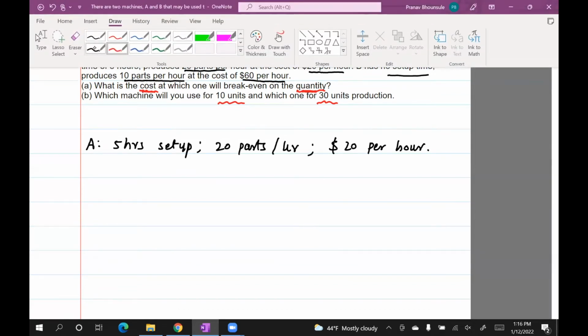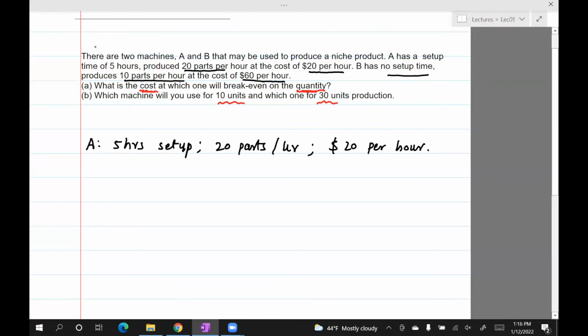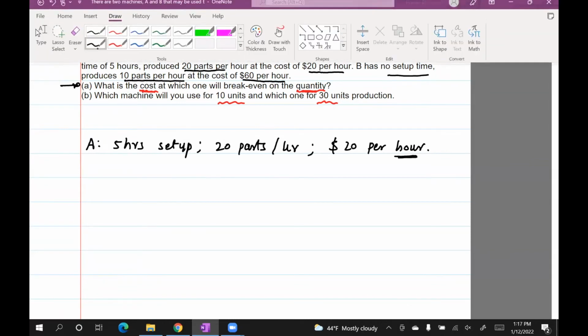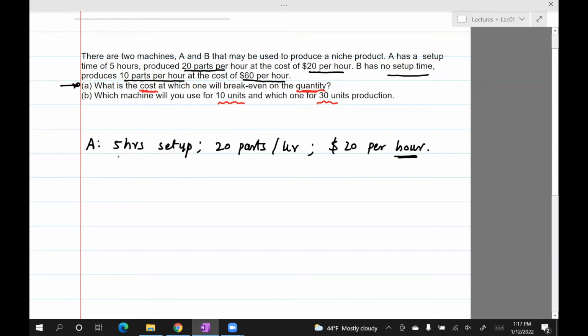So in this case, we see that we are also given the hours, right? And hours is really not in our break-even equation. So let's just try to eliminate hours altogether. We'll just put everything in terms of costs and quantity. So this is how you can do it. The setup time is in hours, and we'll convert that to cost eventually. But first, let's focus on this part.